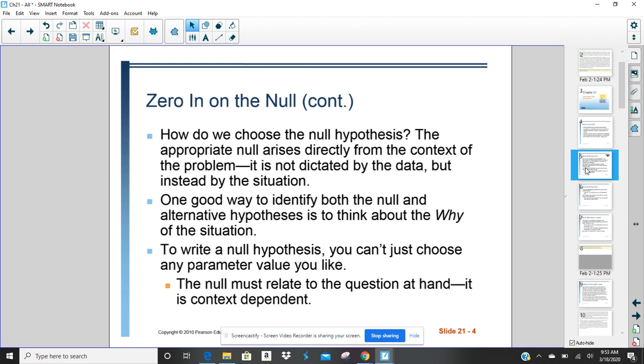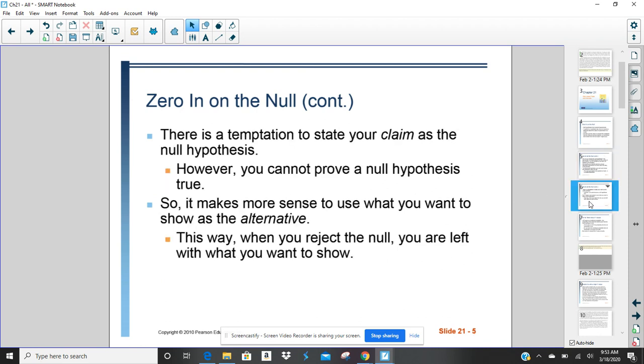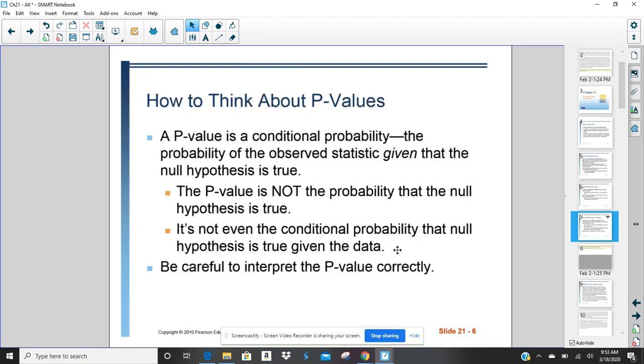So the null must relate to the question at hand. It's context dependent. Reiterating, there's a temptation to state your claim as the null hypothesis, but we're not going to do that. You can't prove a null hypothesis is true. So we have to instead bring into the mix the alternative, and that's usually going to be what the question's asking. So is it higher or lower or not equal to what the null hypothesis has been? When you reject the null, you're left with what you want to show. So we're always talking in the alternative hypothesis context.